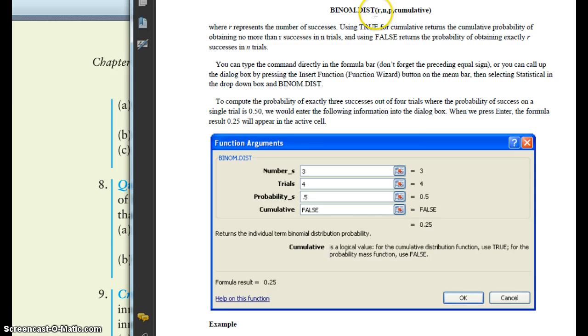Let's say you had R being 4. If you put cumulative true, it's the probability of 0 happening, 1, 2, 3, or 4 happening. So from R all the way down to 0, what's the cumulative probability of all those situations? If you put false, though, it just gives the chances of exactly whatever R is. So if you had 4 for R and put false, it'd be the probability of exactly 4 successes out of your N trials. If you put true, it's 0, 1, 2, 3, or 4 successes out of the N trials.